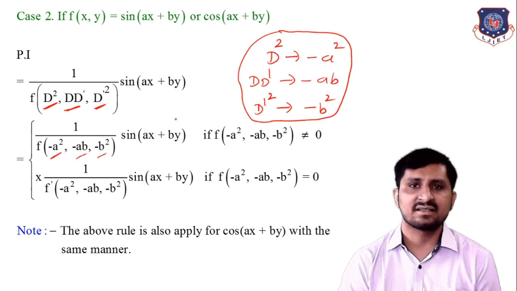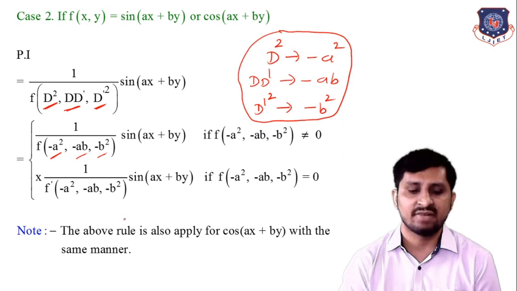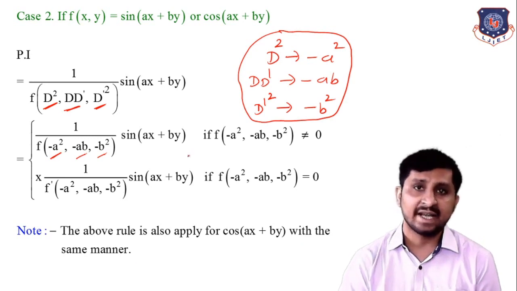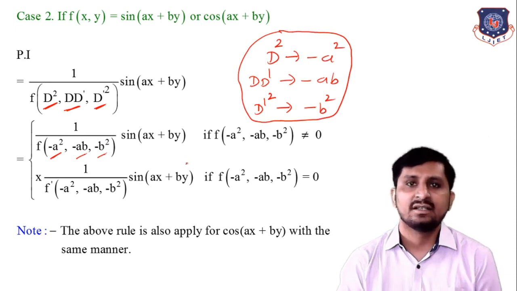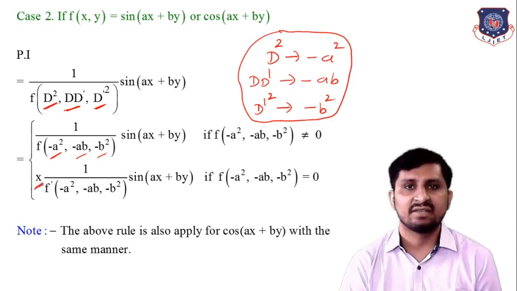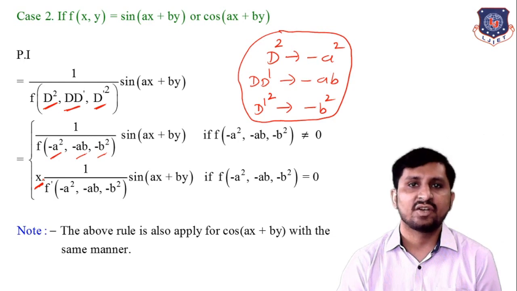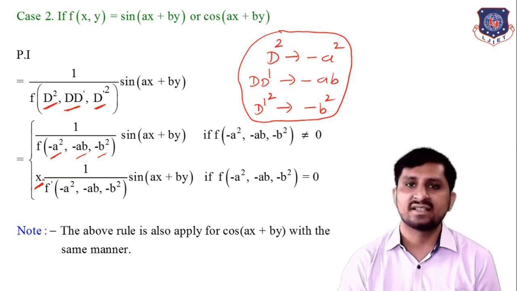Now you can understand the rule is the same for both functions, either sine ax plus by or cos ax plus by. I just mentioned here that the above rule is also applied for cos ax plus by in the same manner. Now again, suppose the denominator becomes 0. Then the same rule we applied in case 1 applies: you have to multiply with x, differentiate f of d dash with respect to d, and apply the same rule once again.